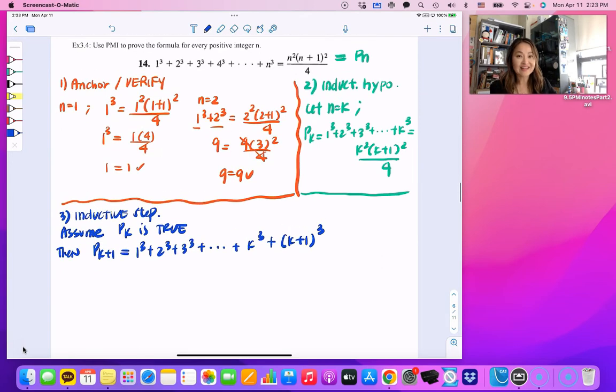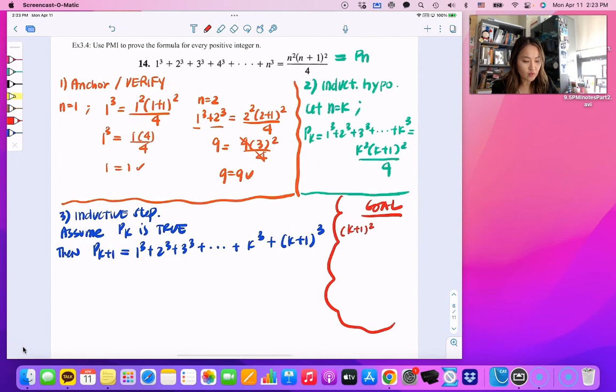But wait, that's the left-hand side. What are we really trying to prove? We're trying to make a goal. Let's make a goal here. We're trying to prove this, that all this is going to lead us to this formula, but plus 1, or this formula plus 1, right? Doesn't matter which one, right? k plus 1 squared, k plus 1 plus 1 squared, all over 4.